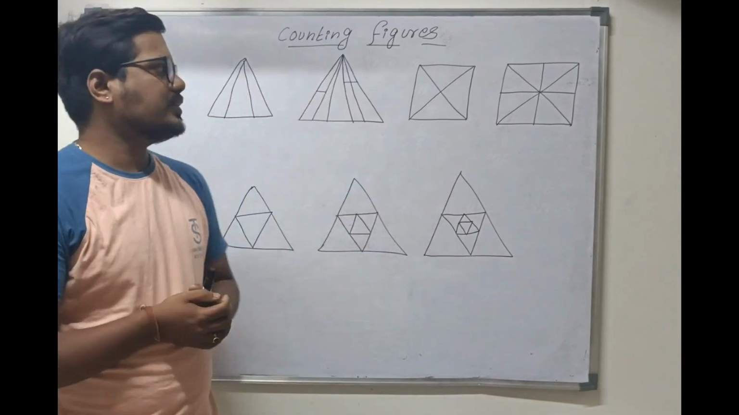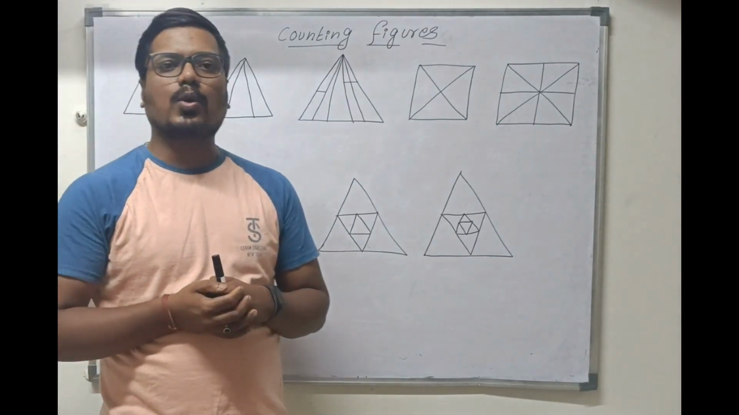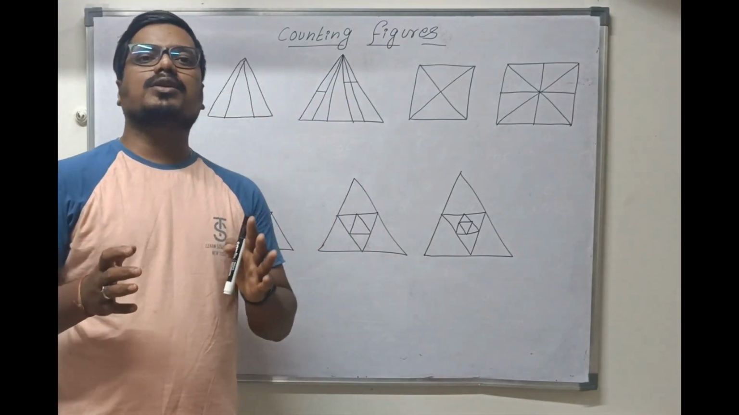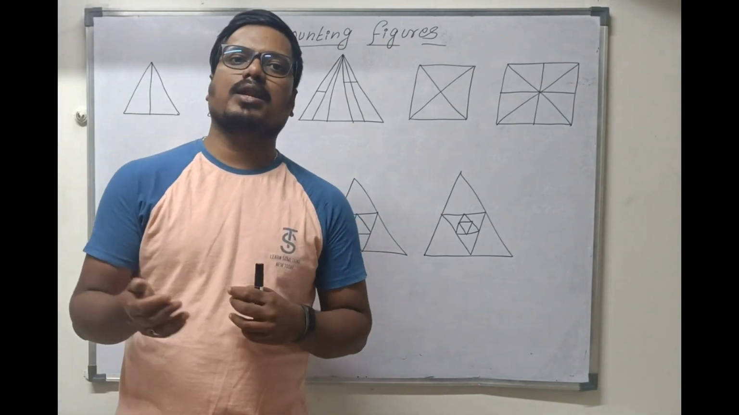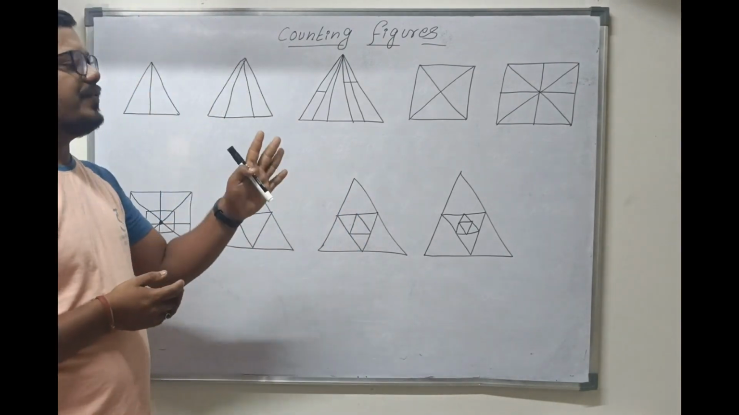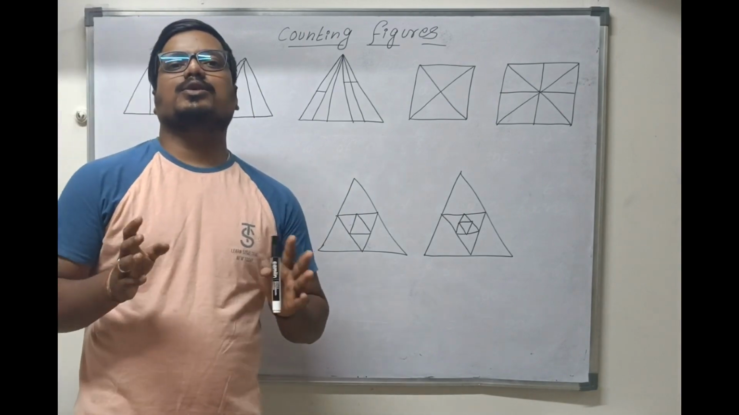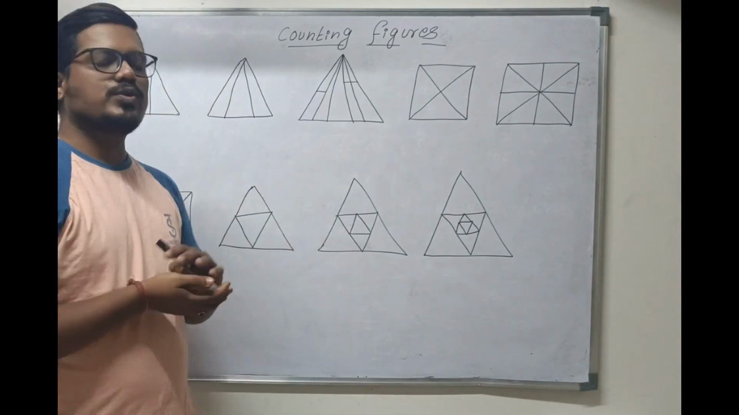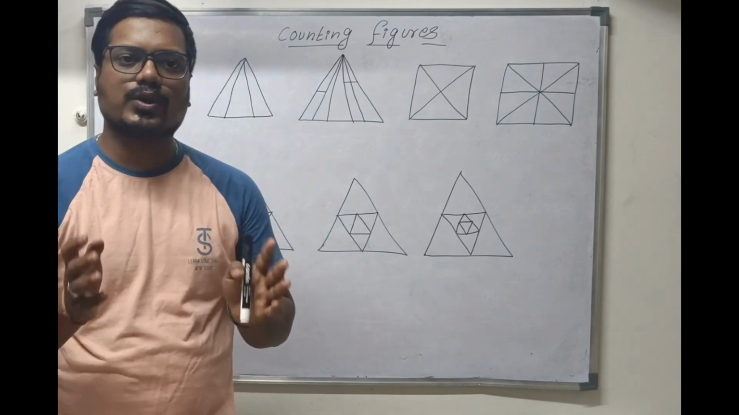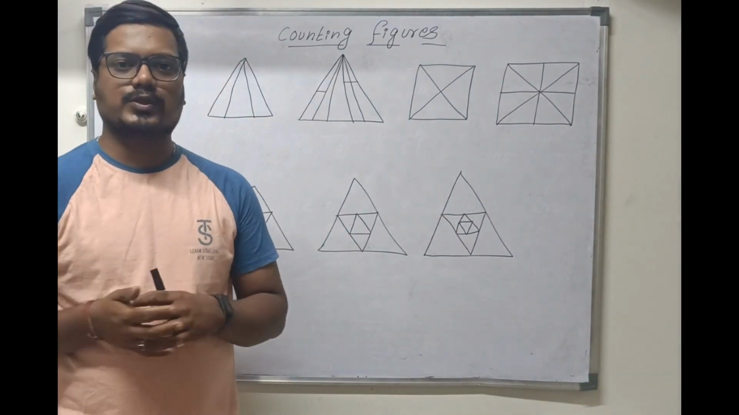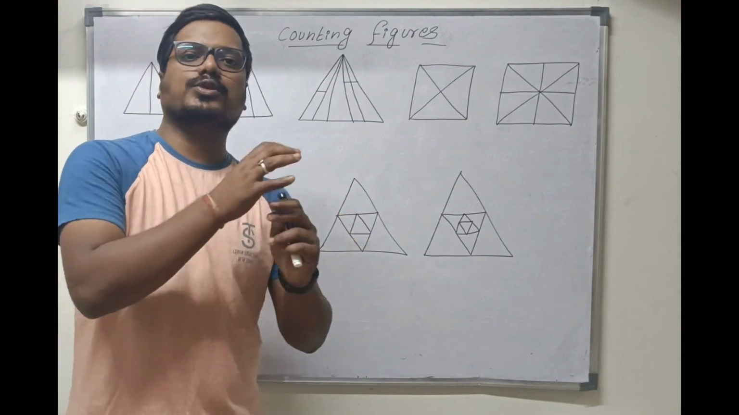Today the first concept that I'm going to discuss is counting figures. I'm just introducing the basics initially. Later we'll see the complex questions that have been asked in the exam. There are basically two types of counting figures I'm going to use here, that is square and triangle. In competitive exams also you can see they use those types of figures only in a complex way. So first let us see the basics of that.